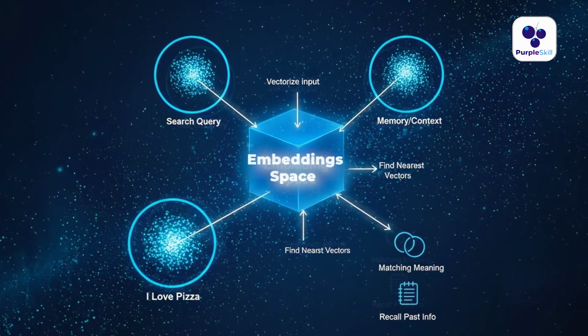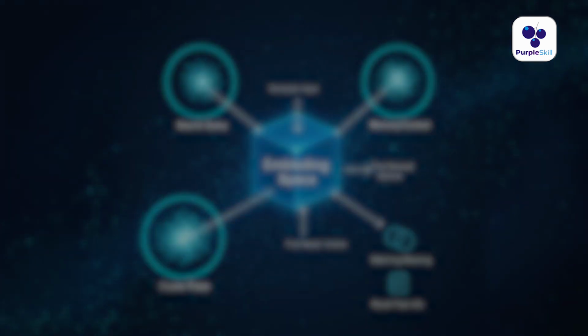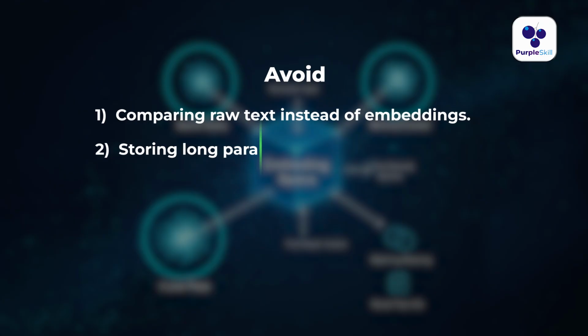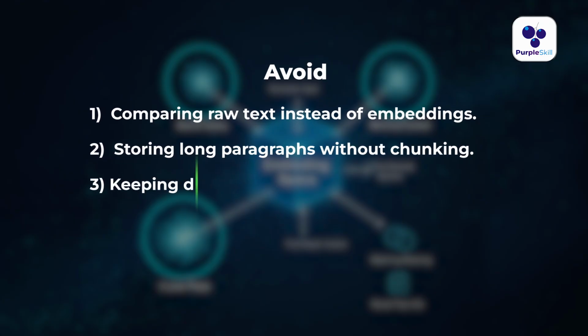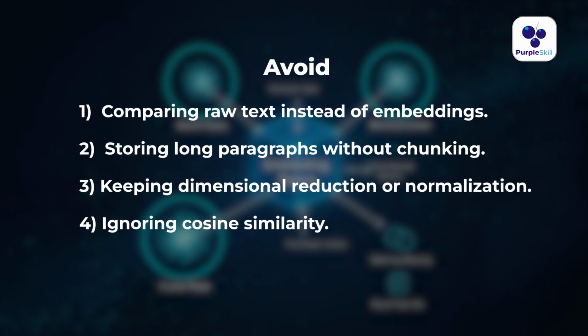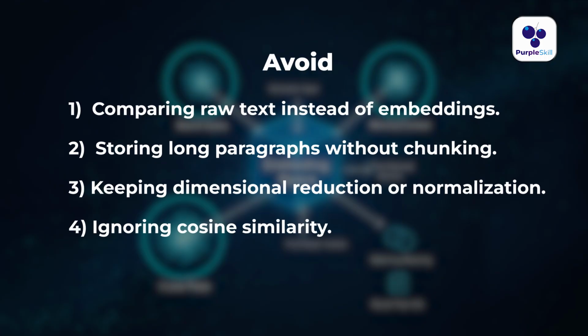Here is what most people get wrong with embeddings. They compare raw text instead of embeddings. They store long paragraphs without chunking. They skip dimensionality reduction or normalization. And they don't use cosine similarity when retrieving context.